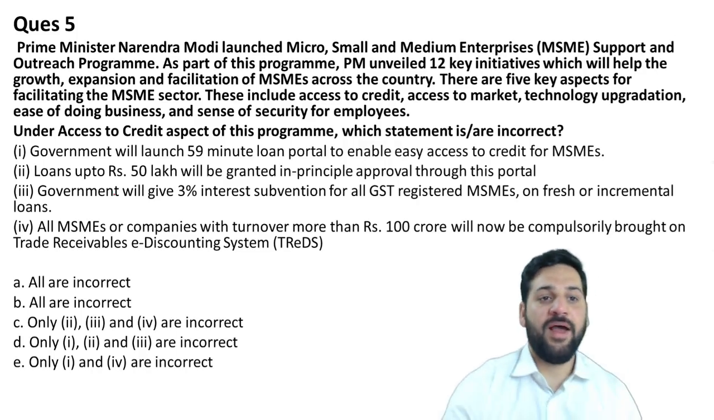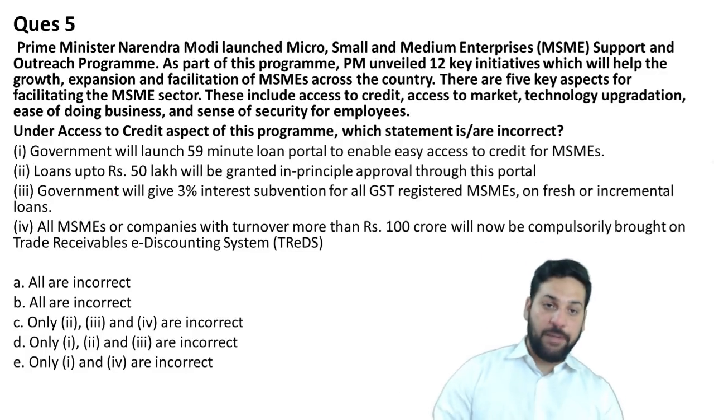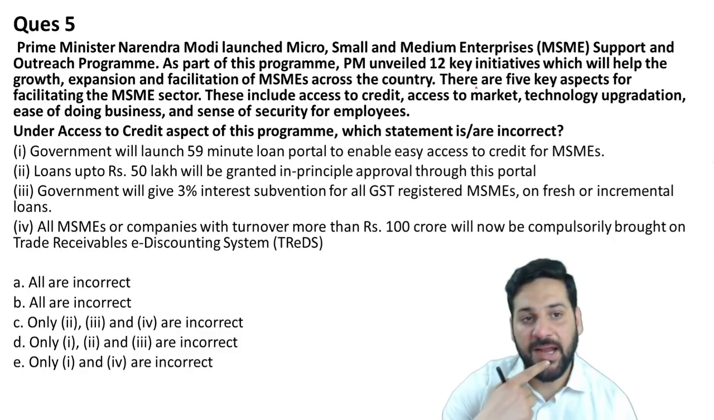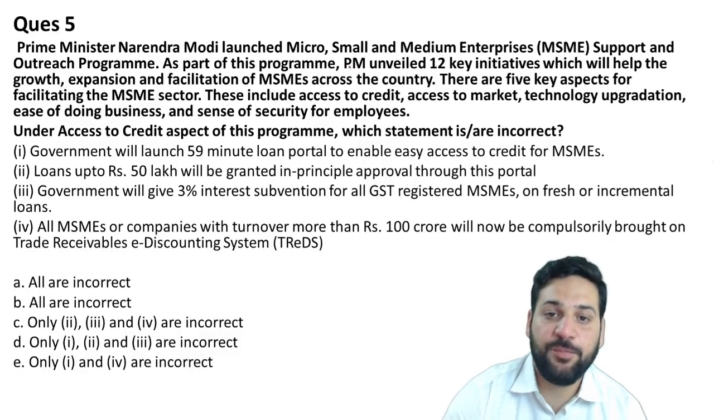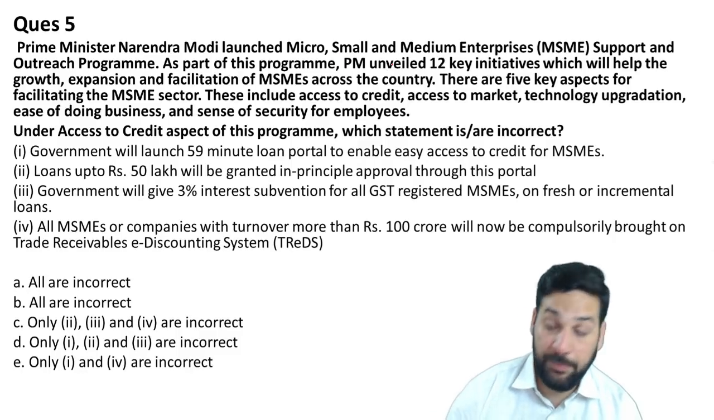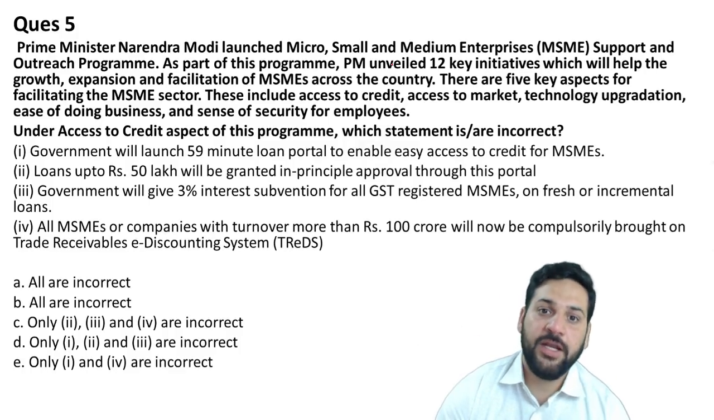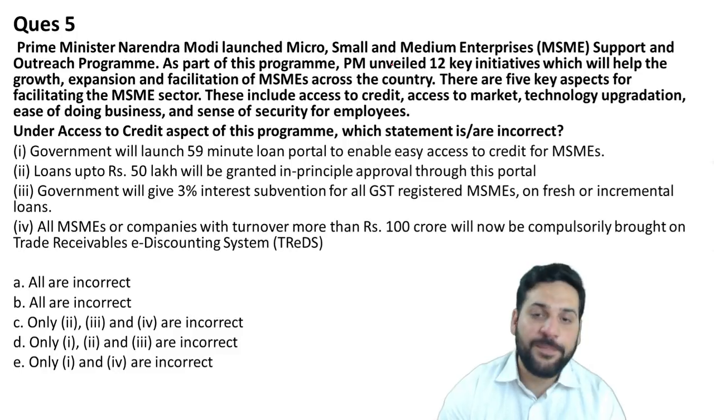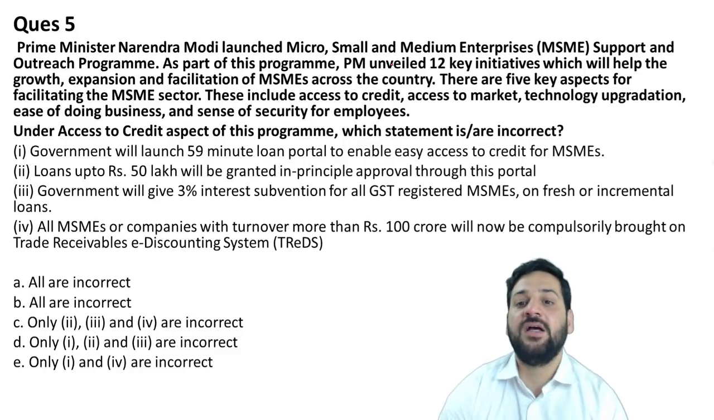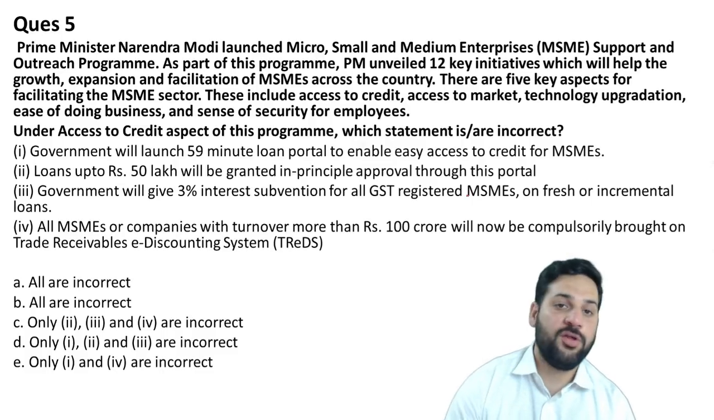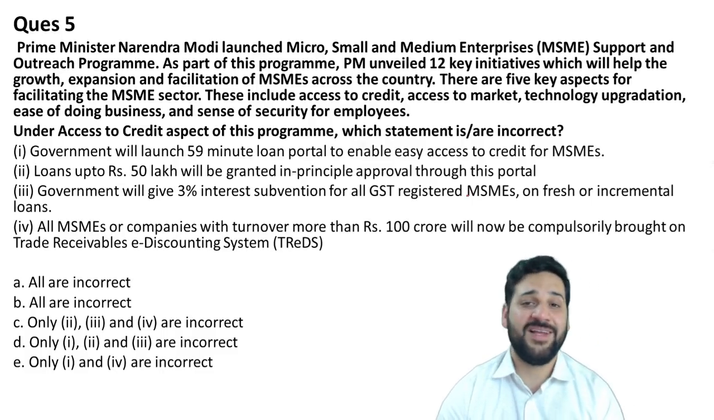Let's move on to question number 5. Prime Minister Narendra Modi launched the MSME support and outreach program. As a part of this program, there was a full-page advertisement in the newspapers. If you are reading the newspaper, there was a full-page advertisement for this scheme, right? So 12 key initiatives were there. Okay, anyway, there are elections. Please go through the newspapers, really important, right?